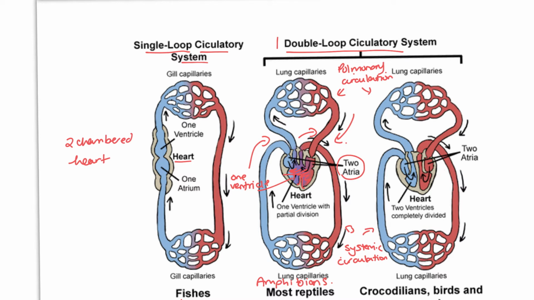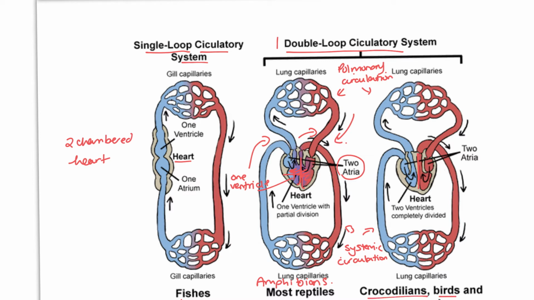But the disadvantage, of course, is that their organs and tissues receive blood that is not as well oxygenated as it could be. So we can sort of see quite clearly how this partial septum could keep developing until we end up with the heart that we know and love, that we find in mammals, birds, and crocodiles.